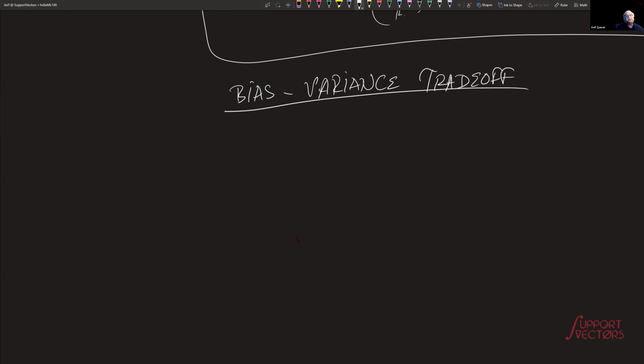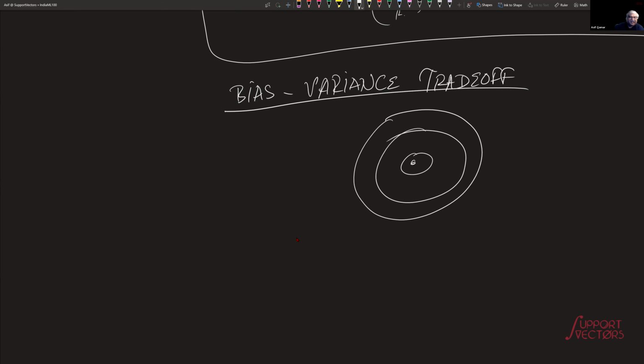So I'll talk a little bit about this. What is bias? Let us say you have a dartboard, you're doing some target practice, and you're throwing darts at it. You want to ideally hit here, but let's say that your darts are falling like this, right? All the darts that you're throwing, they're falling like this. What do you observe about these darts?